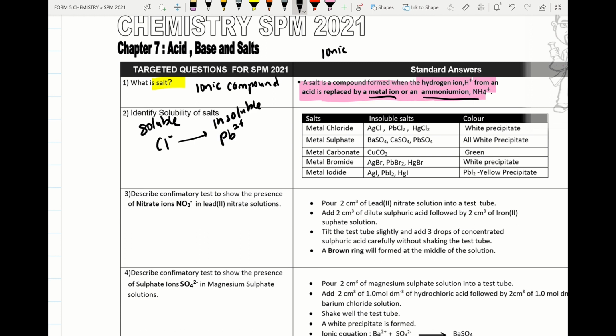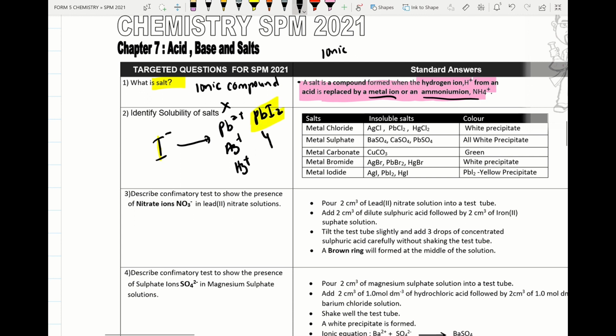Please remember the mnemonic. Only these three are insoluble: PbCl2, silver chloride, and mercury chloride. Please remember silver ion for the confirmatory test of chloride ion. Next, the solubility of salts. Please remember all are white in color. This can also be used for all halide ions. All halide ions are soluble except these, which are insoluble. And please remember PbI2, lead(II) iodide, is a yellow precipitate.